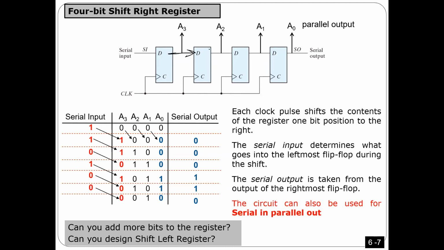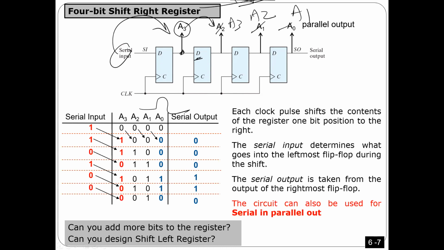So what happens here is when there is a clock, A3 is going to move to here because this flip-flop is going to store the input. So this one becomes A3, this one becomes A2, and this one becomes A1, right? And then the input is going to come to here. So you can see the shift is done to the right. I can just switch the circuit so that the shift can be done to the left. It's the same circuit here.